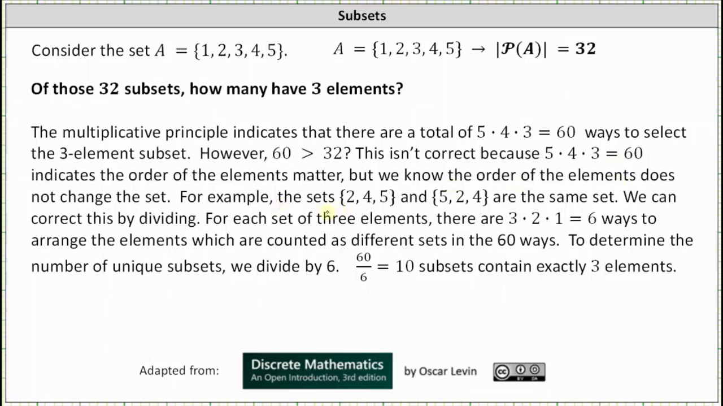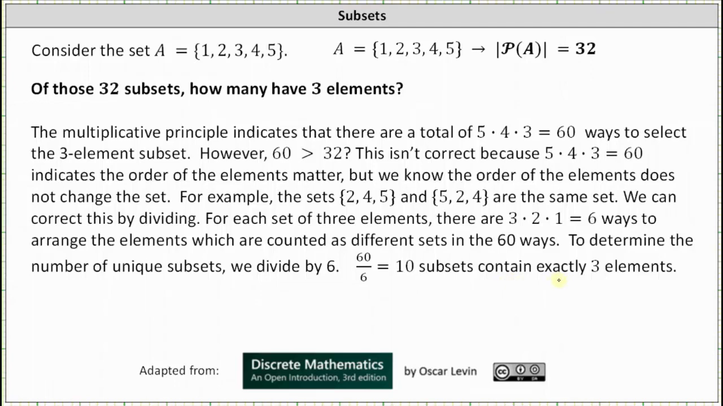For example, notice these 2 sets with the elements of 2, 4, and 5 are the same set, but in the calculation of 5 times 4 times 3, which gives us 60, these would be counted as different. However, we can correct this by dividing. For each set of 3 elements, there are 3 times 2 times 1 or 6 ways to arrange the 3 elements, which are counted as different in the 60 ways. And therefore, we can determine the number of unique subsets by taking 60 and dividing by 6, which gives us 10 subsets with exactly 3 elements.